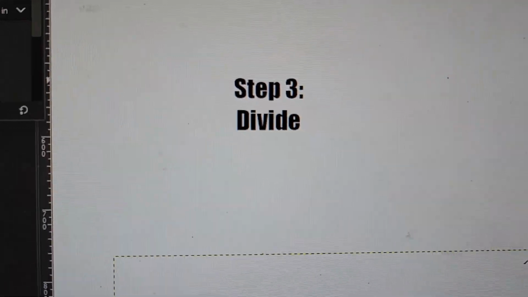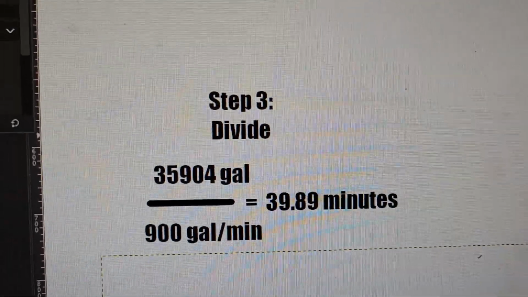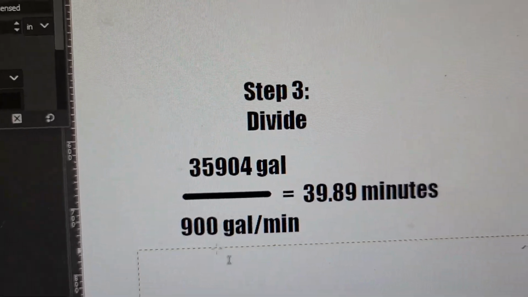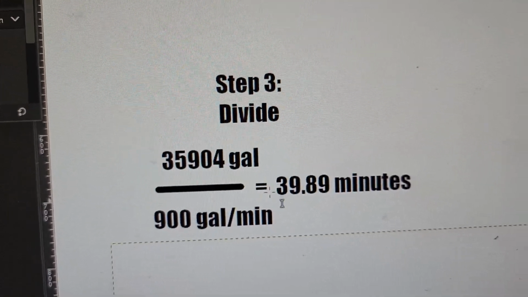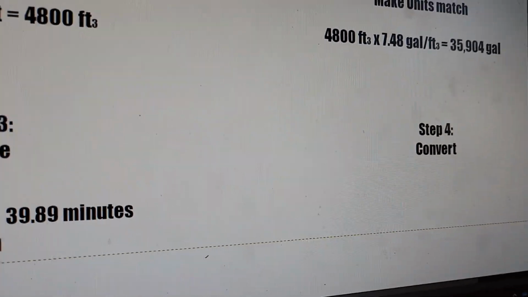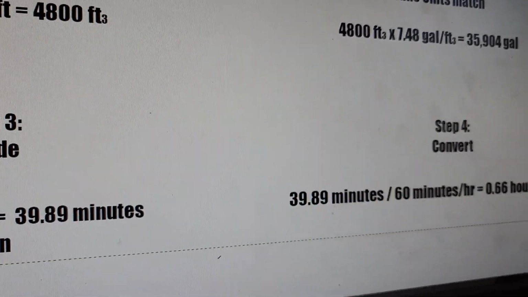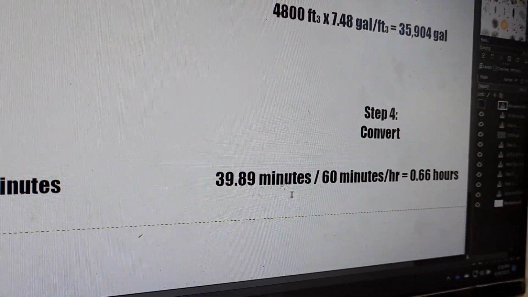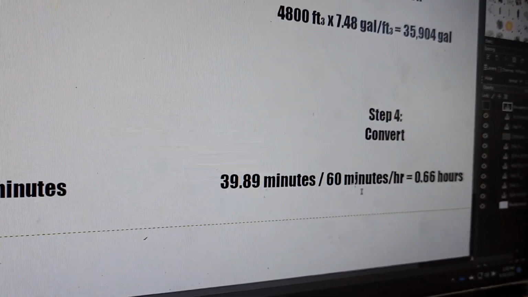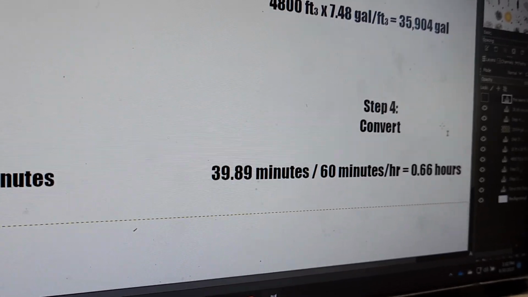Step 3, you're going to divide the two numbers together. It's the exact same formula as the other one. When I divide gallons by gallons per minute, I just get my answer in minutes. Then step 4, I'm going to have to convert this to hours because the problem asked for it in hours. So you divide your 40 minutes by 60 minutes per hour, and you get 2/3 of an hour.